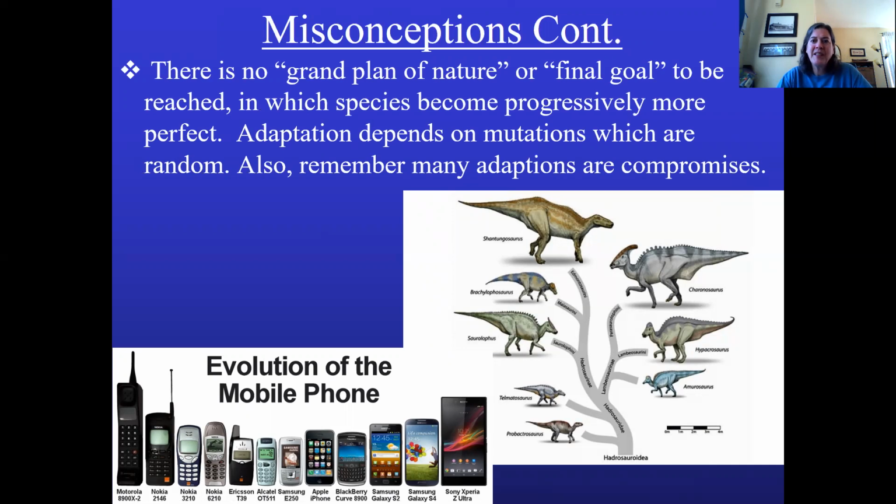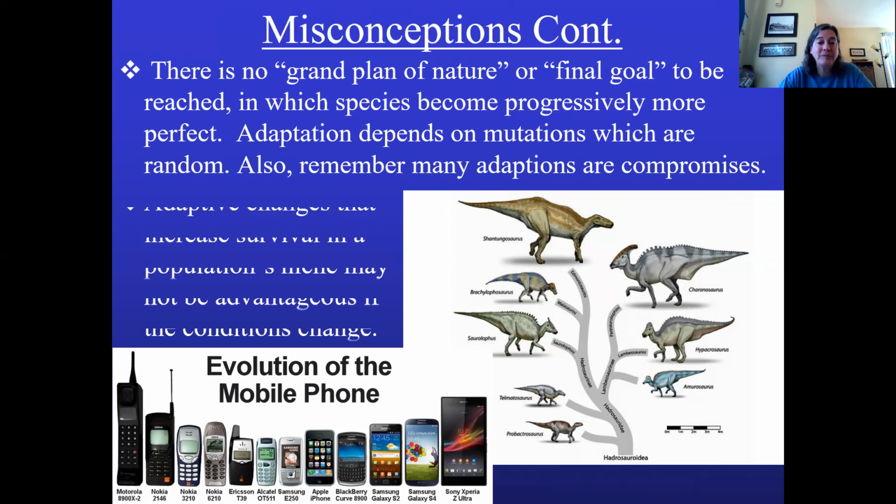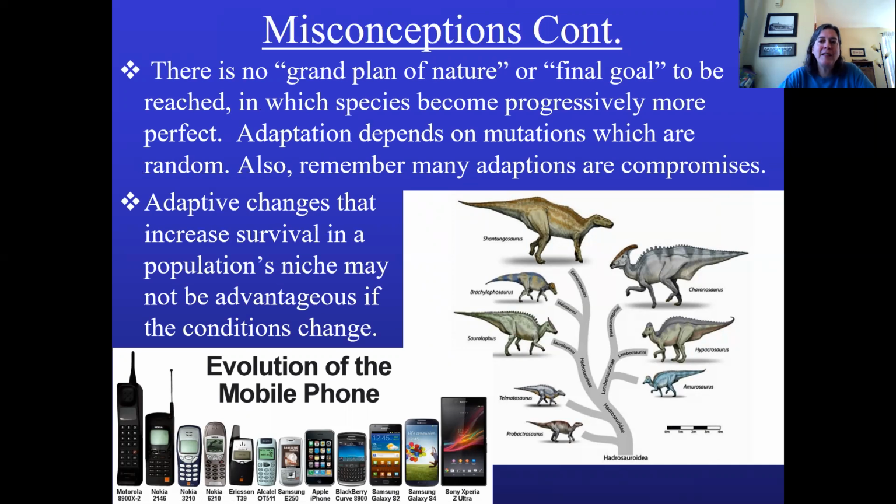The dinosaurs going extinct: if we were around, nobody could have predicted that there was going to be an asteroid that would wipe out so much life on the planet. And remember that a lot of these changes are compromises. Some people feel that dinosaurs, the big ones, were already on the way out because they were too big. It takes a lot to support an animal that size in the way of resources. So adaptive changes that increase survival in a population's niche may not be advantageous if conditions change. And we'll be getting more into that in Chapter 9 with our loss of biodiversity chapter.